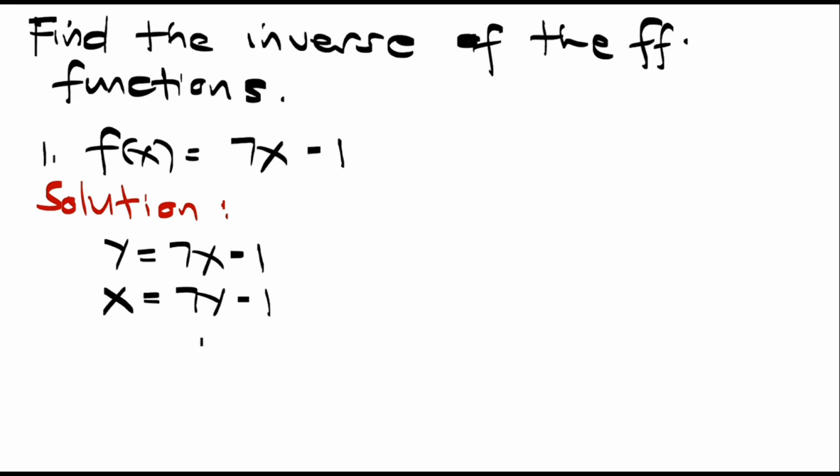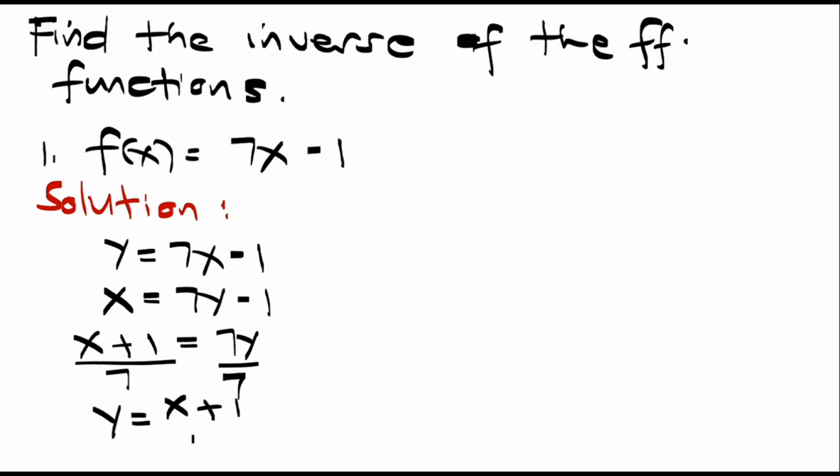And the third step is we will be solving the equation for the new y. So this is the new y. So solving this equation for the new y, you transpose the 1. So we have x plus 1 equals 7y. And then divide both sides by 7. So y equals x plus 1 all over 7. And this is already the inverse of 7x minus 1.